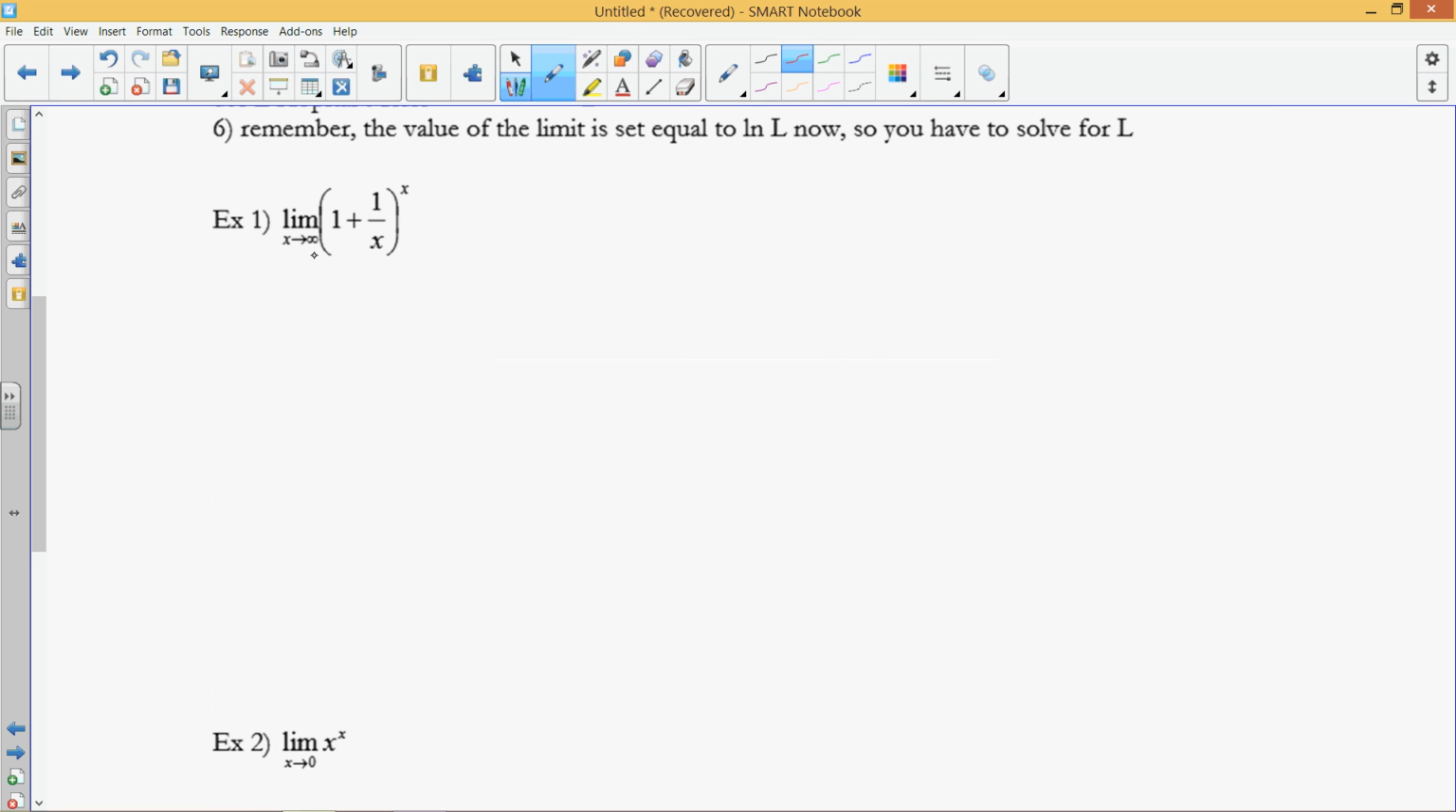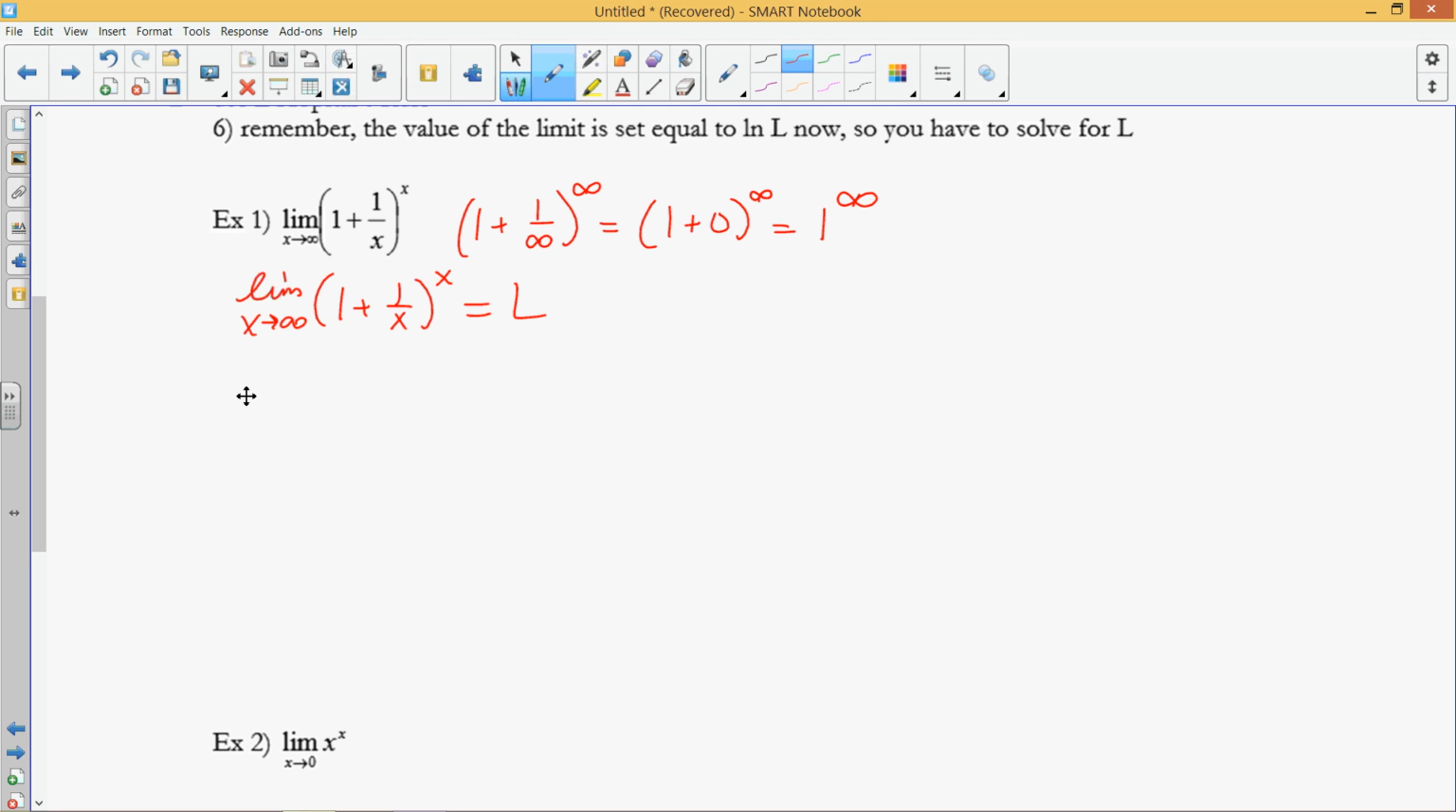So the limit as x approaches infinity of (1 plus 1 over x) to the x. Well, if I plug in infinity, this is going to be (1 plus 1 over infinity) to the infinity, which is like (1 plus 0) to the infinity, which is like 1 to the infinity. That's indeterminate. So what we do is this. I have the limit as x approaches infinity of (1 plus 1 over x) to the x. I'm going to say, you know what? That limit has a value. That value is equal to L.